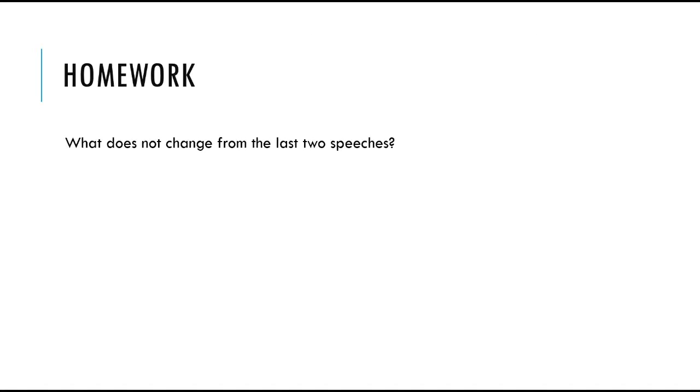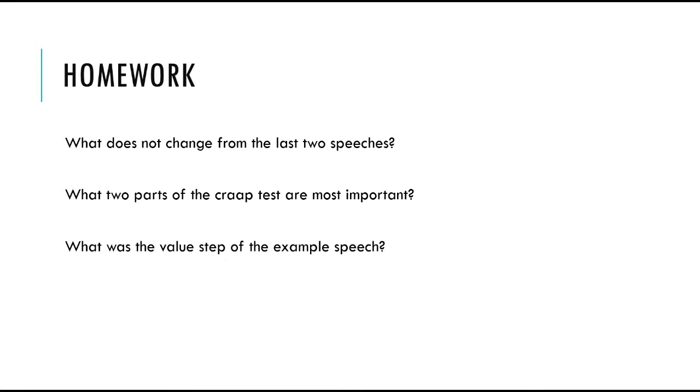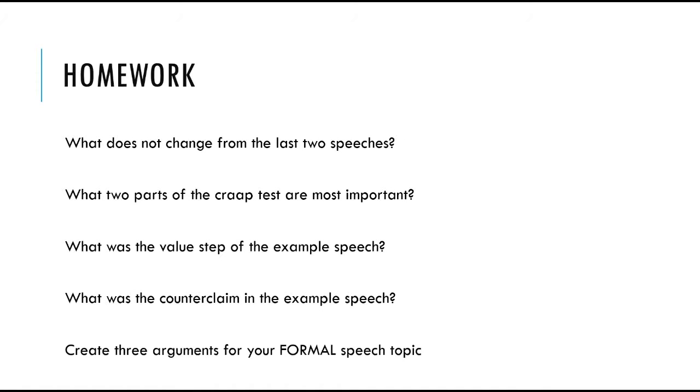So homework. First, what does not change from the last 2 speeches? What two parts of the CRAAP test are most important that I specifically referenced that people had problems with for the persuasive speech? What was the value step of the example speech? What was the counterclaim in the example speech? And then last, and especially most important, create 3 arguments for your formal speech topic.